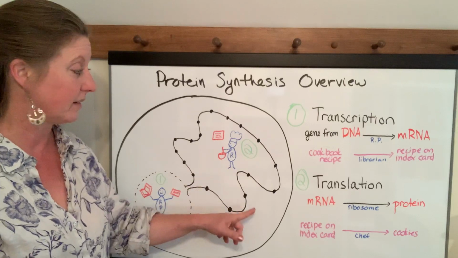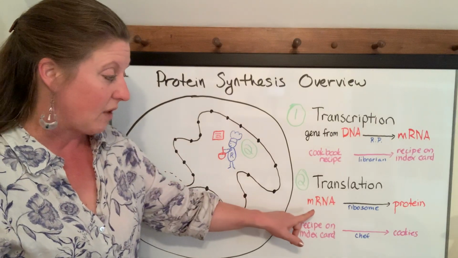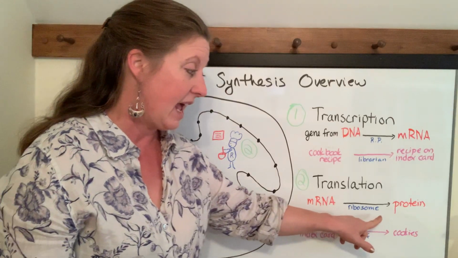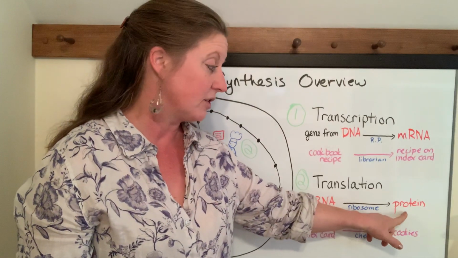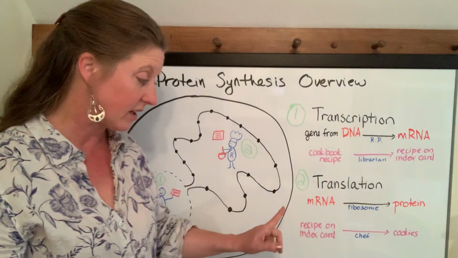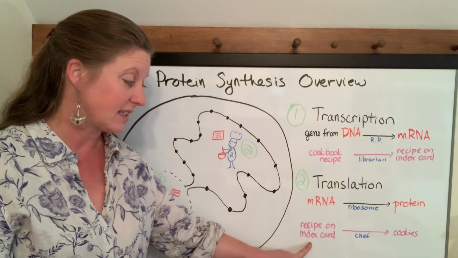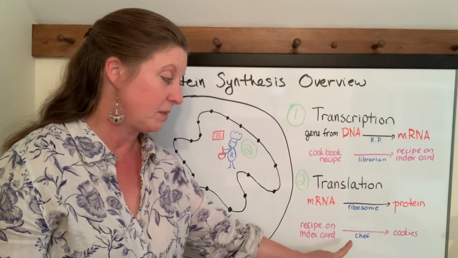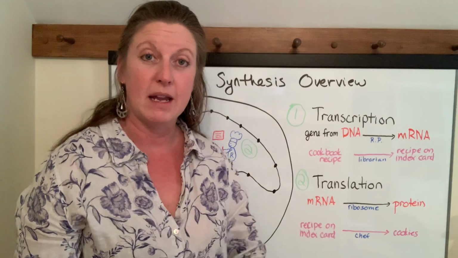The second chapter, translation, takes place wherever there is a ribosome, whether that's in the rough ER or out in the cytoplasm. And the ribosome takes the recipe on mRNA and translates it into a protein. And in the case of our analogy, this is like reading the recipe on the index card, where the chef reads the recipe on the index card and ends up making cookies.